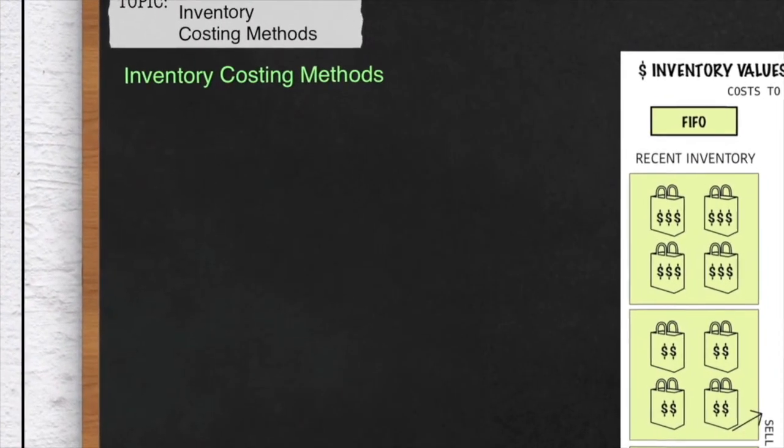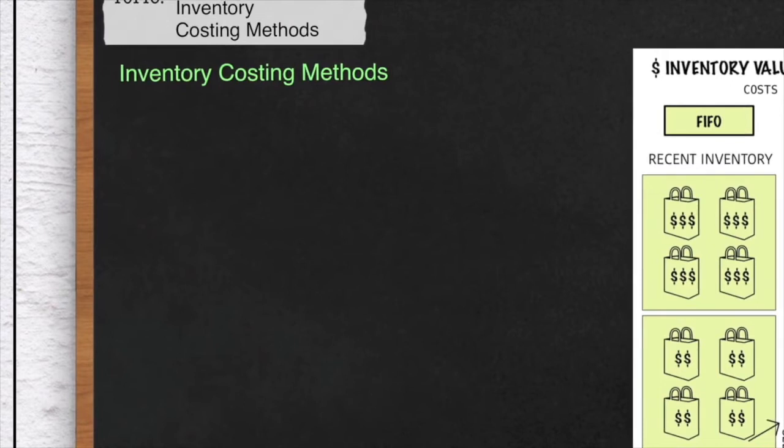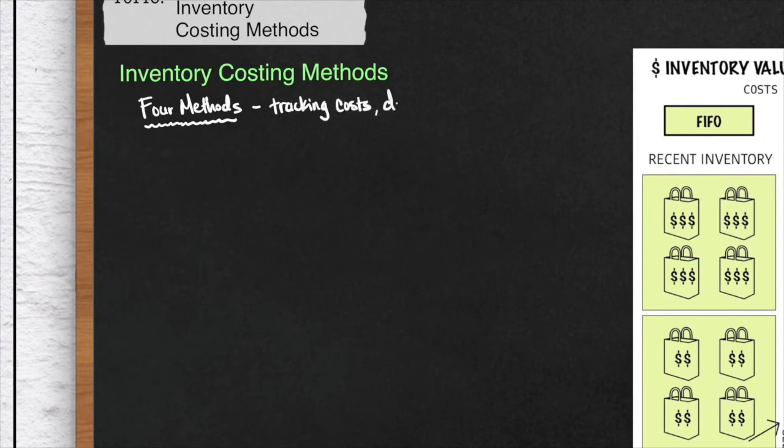So let's go back to inventory costing methods. Why are we talking about costing methods? Because when we record inventory or merchandise inventory on the balance sheet, it's recorded at cost. It's the same thing with the income statement. When we record it on the income statement, it's recorded at cost. And because inventory is recorded at cost on two financial statements, we have to figure out how to record the cost of that inventory when it's purchased and when it's sold.